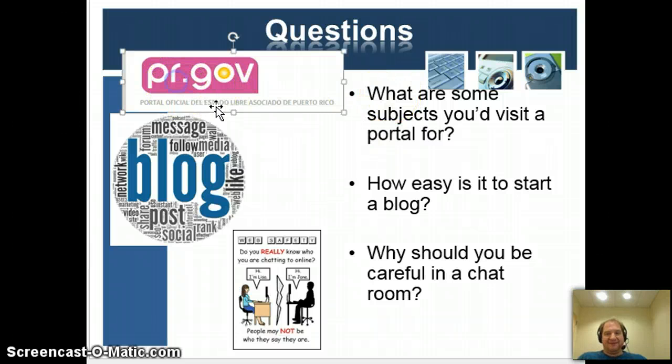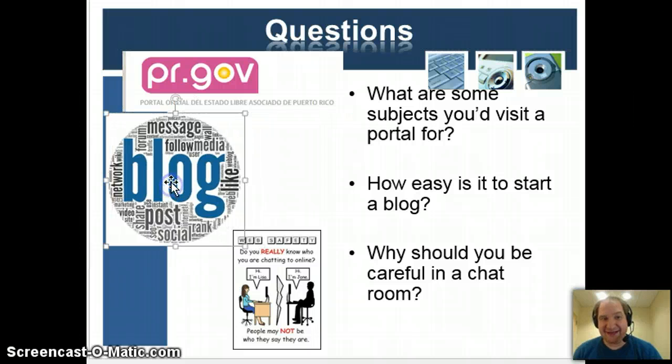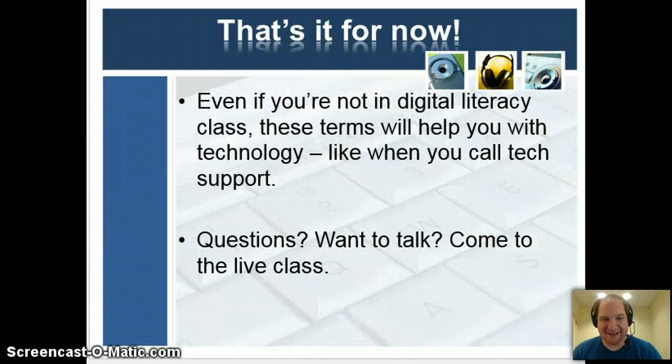So here's an example, pr.gov, the government of Puerto Rico. They have a whole portal. Go there, find out anything you want about Puerto Rico. Pennsylvania has one too, actually. Ours is I think Pennsylvania.com. It used to be state.pa.us. 3 dots in there. No, just 2 dots, but 3 terms. Starting a blog, you could do it in literally 2 minutes. I'm not joking. I'll show you how to do that if you want to. And why to be careful in a chat room, we're going to discuss that in the live class.